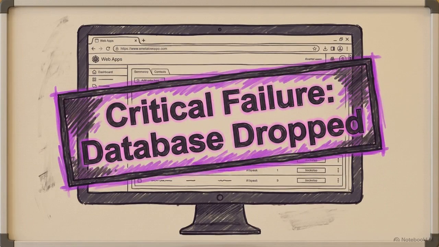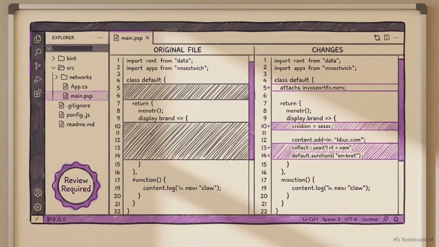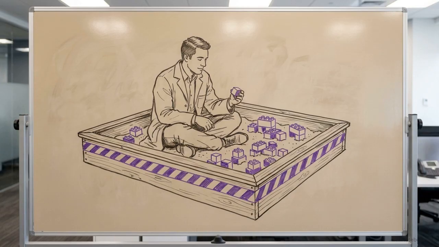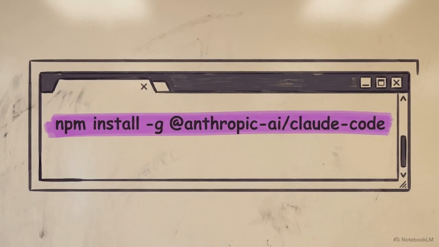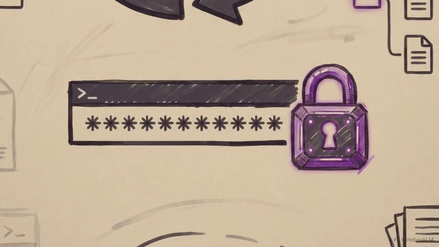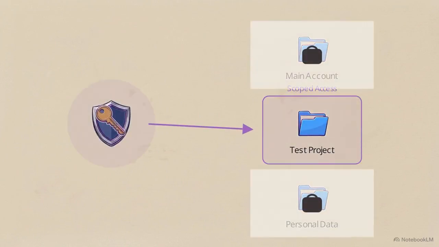Deploying a new AI agent on live production code is a critical failure point. You have to treat this tool exactly like you would a newly hired junior developer. Give it a safe sandbox to work in until you understand how it makes decisions. Start by installing the package via your terminal. When it prompts you for your API key, make sure you're using secure credentials, ideally scoped specifically for this project, to keep your main account safe.